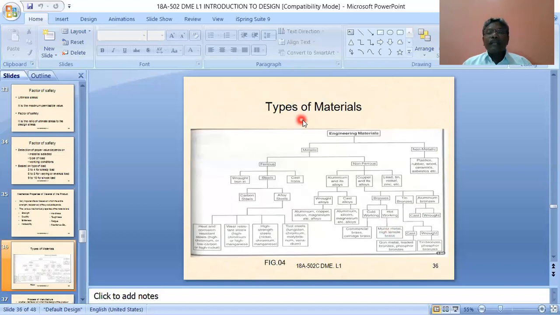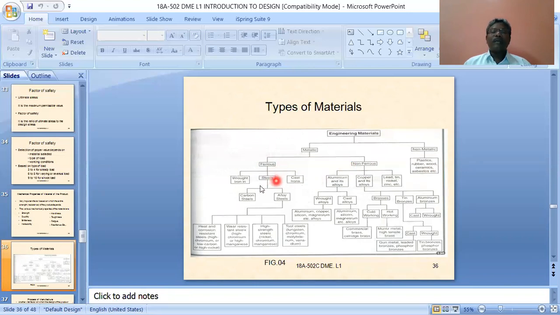Now the types of materials. There are so many engineering materials. Here you see metallic and non-metallic materials. Non-metallics: plastics, rubber, wood, ceramics, asbestos, etc. come under the non-metallic materials. Whereas in metallic materials, you can see ferrous metals and non-ferrous metals. Ferrous metals contain carbon, whereas non-ferrous materials have no carbon.